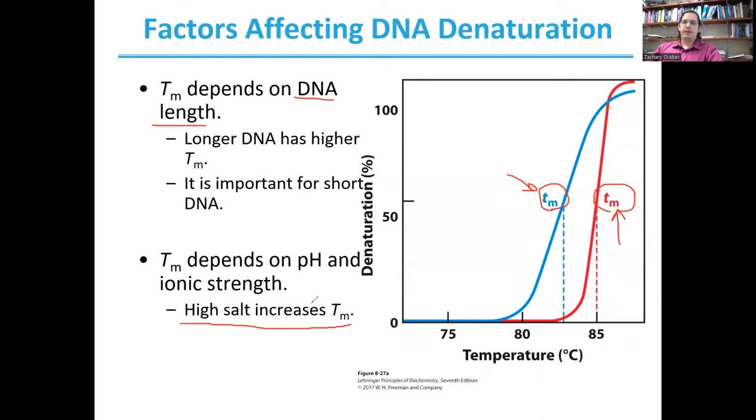pH, of course, you can imagine will affect our melting point as well, because it changes the charges both of our phosphates as well as potentially our DNA bases themselves.